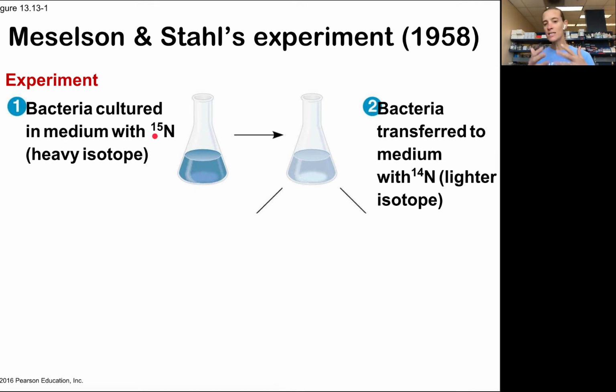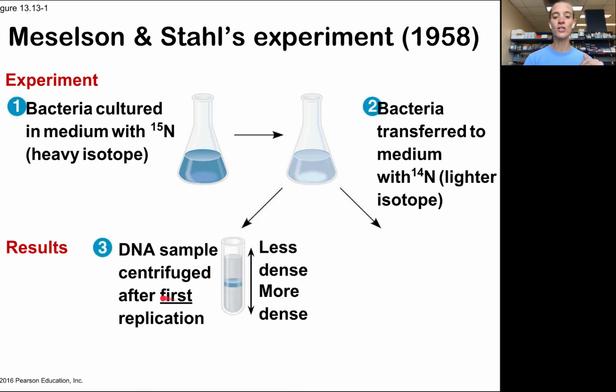Then they washed these cells and started culturing them in normal medium with the nitrogen-14 isotope, which is the usual lighter isotope that is not radioactive. After the first generation, they extracted the DNA and centrifuged it in a gradient centrifugation. What they observed is that there's only one band.